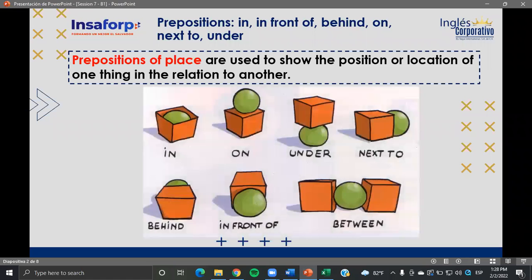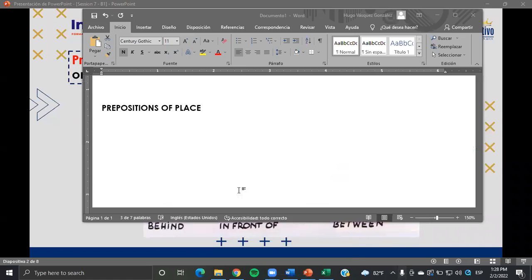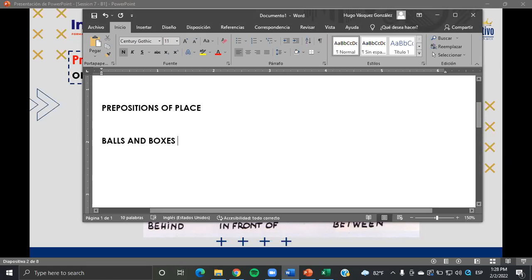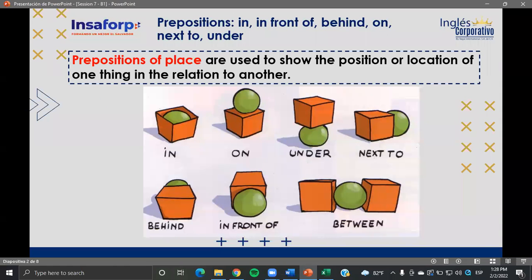Here we have the prepositions. I need you to look at the photos, look at the objects. We have a bowl, we have bowls, and we have boxes, right? Bowls and boxes, those objects. We have boxes and bowls. Tenemos cajas, tenemos pelota, ¿verdad?